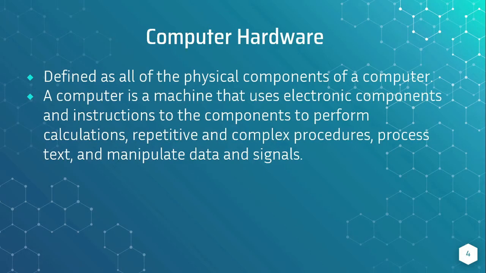Computer hardware is defined as all of the physical components of a computer. A computer is a machine that uses electronic components and instructions to the components to perform calculations, repetitive and complex procedures, process text, and manipulate data and signals.